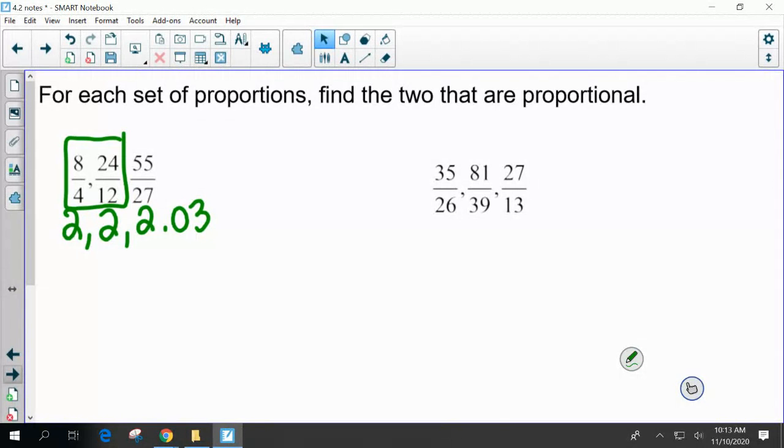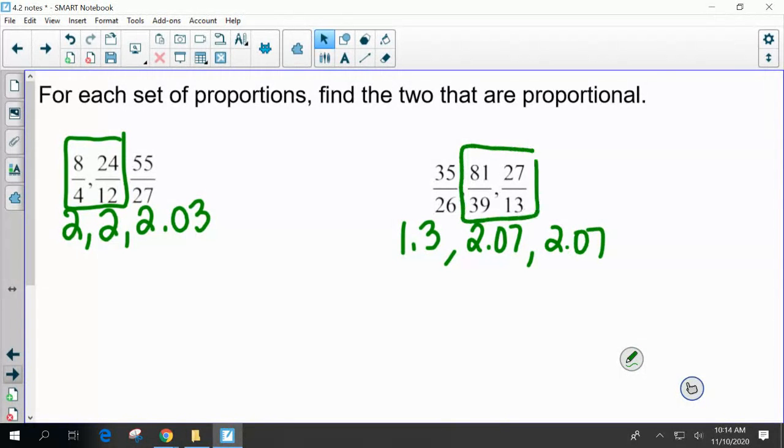So I'm going to do the same thing over here. I'm going to get decimals or whole numbers. So 35 divided by 26. 1.3. 1.3 or 5. 1.2. And then 81 divided by 39. 2.1. Okay, 2.07. And then 27 divided by 13. 2.07. Okay, so that tells me that these two are proportional.